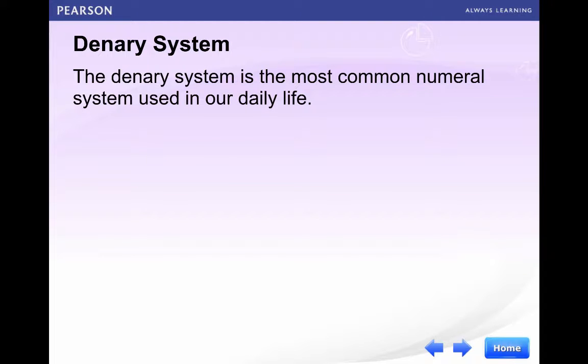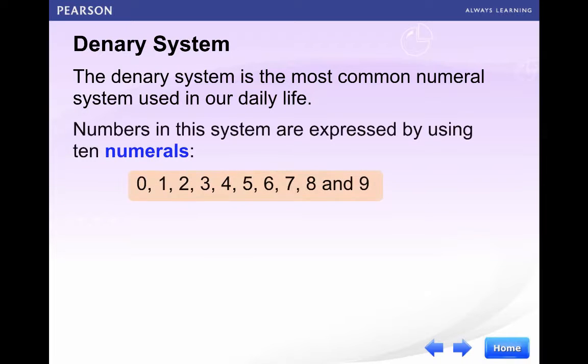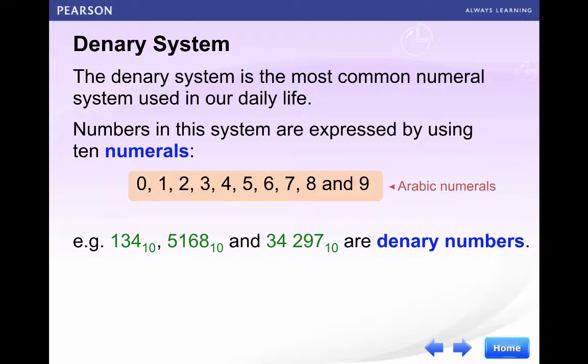The denary system, we use it very commonly. We use it in daily lives. So it is 0, 1, 2, 3, 4, 5 to 9. We express all the numbers with these 10 symbols. Actually, these are symbols: 0, 1, 2, 3, 4, 5, 6, 7, 8, 9. We can also call them numerals, Arabic numerals. And these kinds of numbers use the denary system.